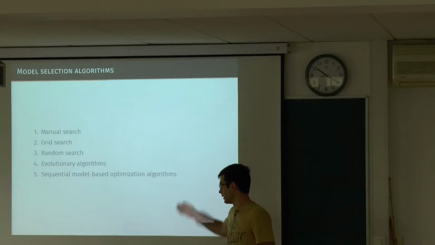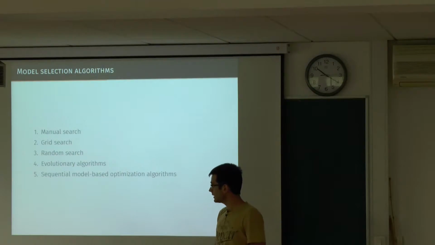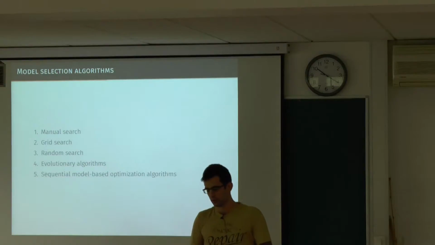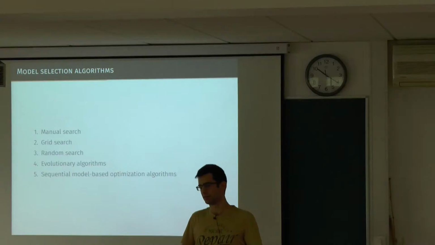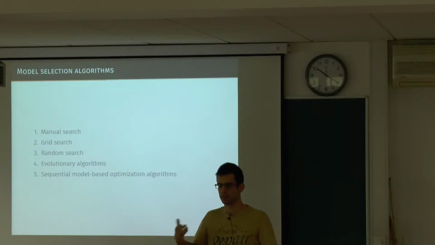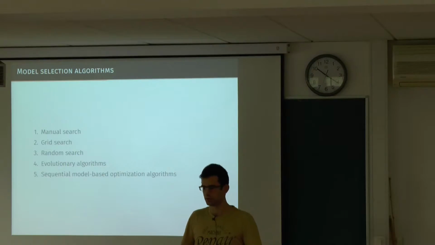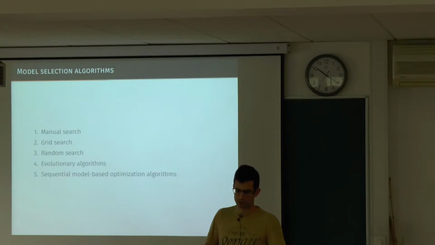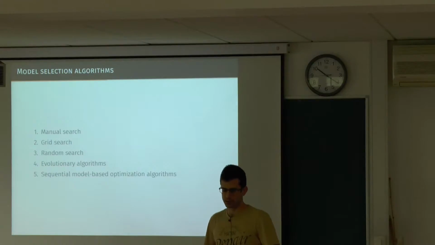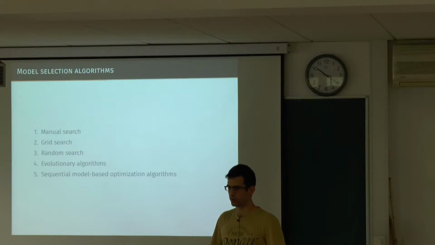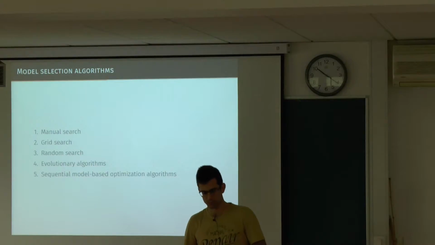So then there's the random search. In random search, you specify a distribution over the algorithms and the parameters of the algorithms, and then you sample from this distribution in order to evaluate the models. And this is usually much better and faster than the grid search. Then there are evolutionary algorithms. They're very good because they do not require gradients. They can work in complicated search spaces, so they are an option.